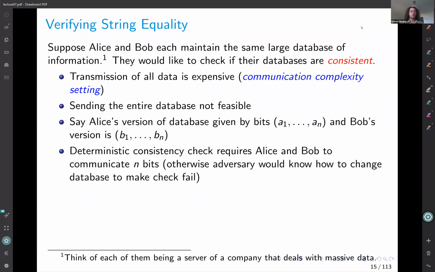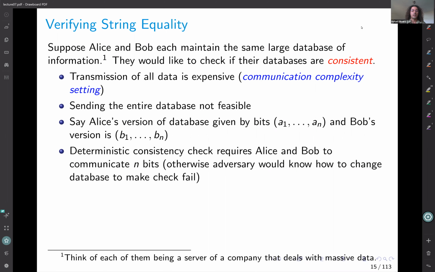If we want to do this deterministically, this deterministic consistency check requires Alice and Bob to actually communicate the n bits, okay? Otherwise, if Alice and Bob don't communicate all of their bits, the adversary will know how to change the database to make it fail. There's a way of making this formal, but you can think about it intuitively. Let's say the naive protocol is that we communicate pieces of our database. If we don't communicate n bits, then there's one bit of information that's left, and this bit can be changed by an adversary. That's the intuition.